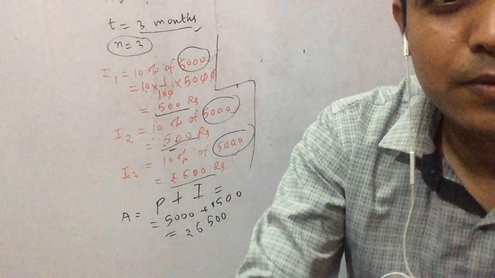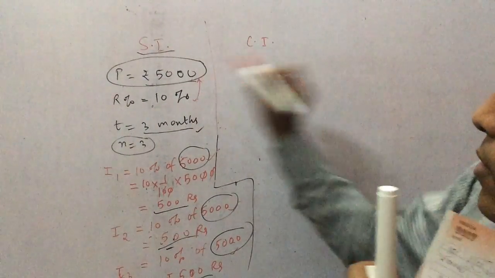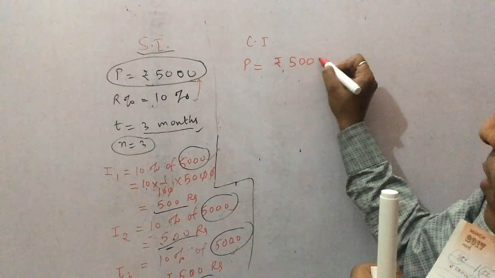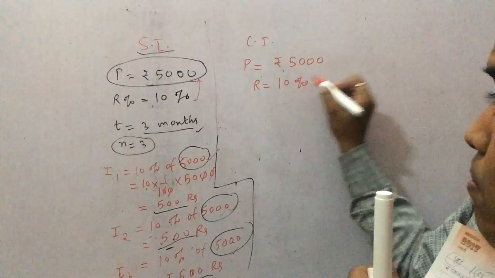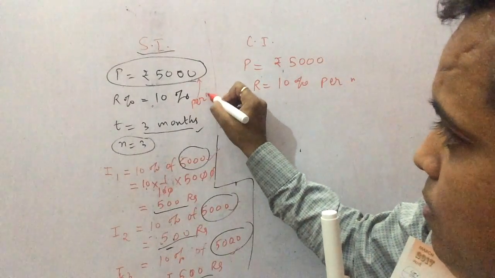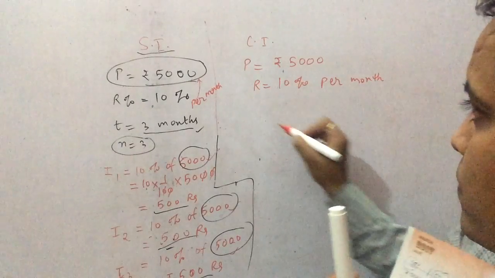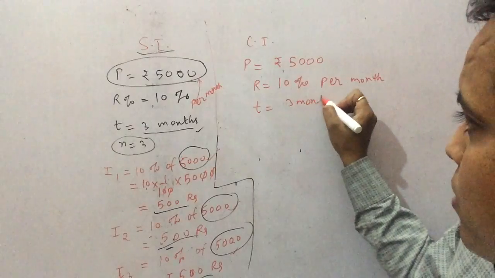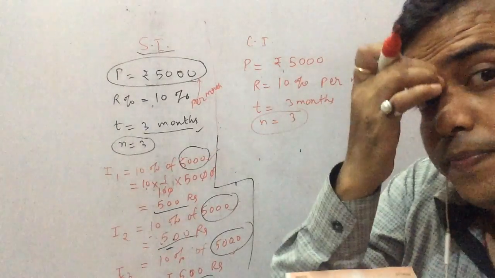All right. Now let's move on to compound interest. Same instance, principal rupees 5,000. Rate of interest is 10% per month, and time again 3 months. So n would be 3.